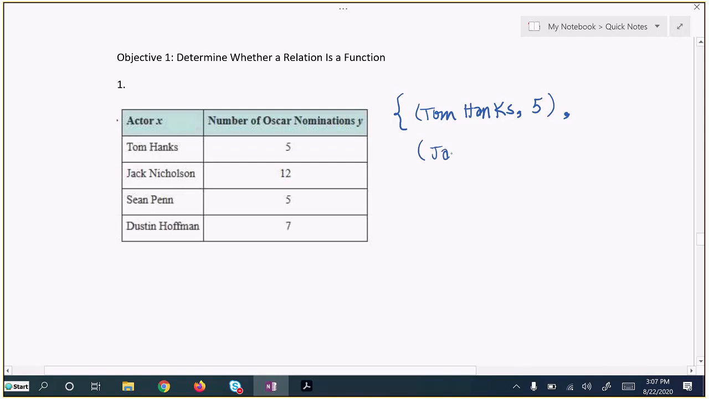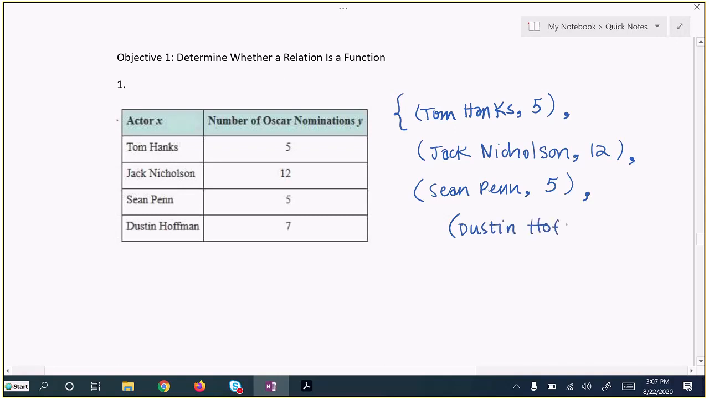My next X value is Jack Nicholson, and he corresponds to the Y value 12. Then the next X value is Sean Penn, and he corresponds to the Y value 5. And finally, my last X value is Dustin Hoffman, and he corresponds to the Y value 7. So for each X, my X are Tom Hanks, Jack Nicholson, Sean Penn, and Dustin Hoffman. Do I have exactly one Y? I do. So this is a function.